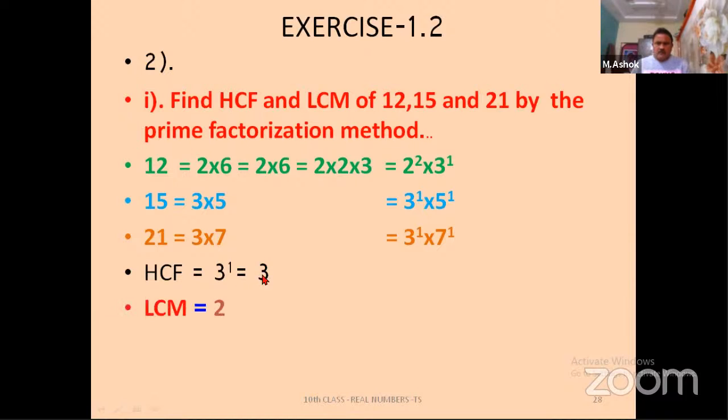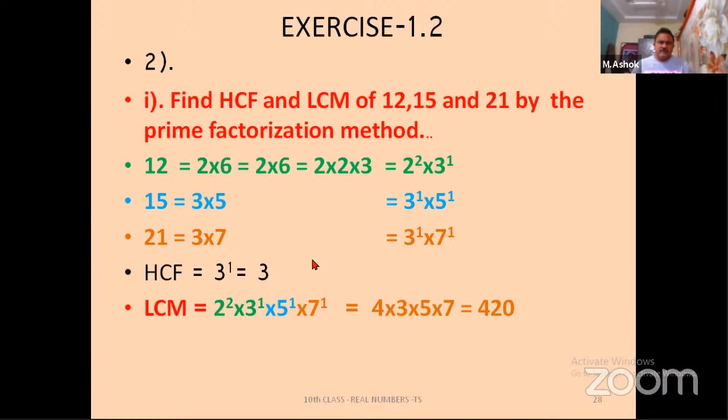Okay. Now, in case of LCM, look at here. 2 square is there in the factorization of 12, but it is not there in these two. Even though, so what is LCM? Product of greatest powers of each prime factor. So 2 square is there. So take this one. So 3 to the power of 1 is there in three numbers. So take 1 and 5 to the power of 1 and 7 to the power of 1.